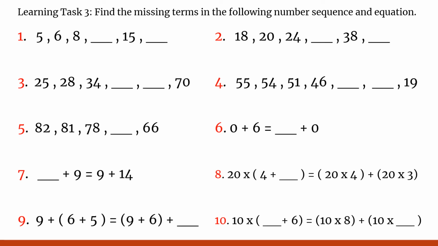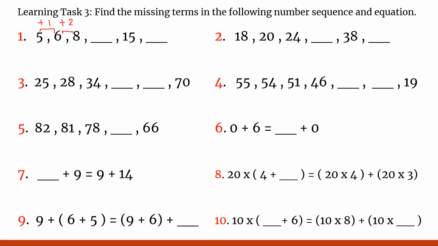Learning task number 3. Find the missing terms in the following numbers, sequence, and equation. So ngayon naman, yung combination ng learning task 1 and learning task 2 ang ating gagawin. So number 1, we have 5, 6, 8, blank, 15, then blank. So i-observe lang ulit natin, kagaya ng ginawa natin sa learning task number 1. If you look at the first term going to the second term, from 5, naging siyang 6, diba? So, ibig sabihin, nagkaroon tayo ng plus 1. Okay? And then, from 6 to going to the next term, naging 8. So, nagkaroon ng plus 2.